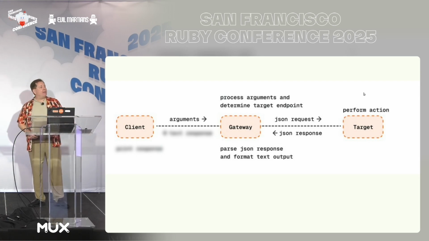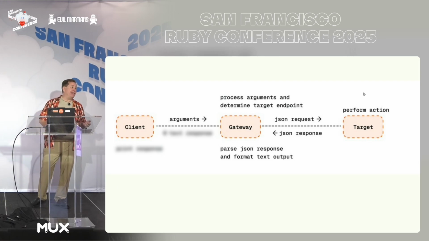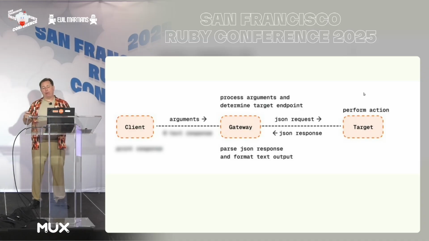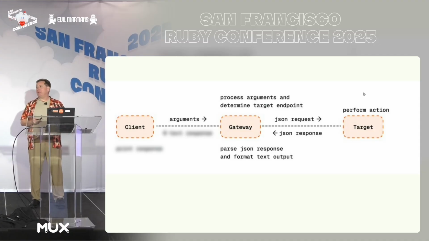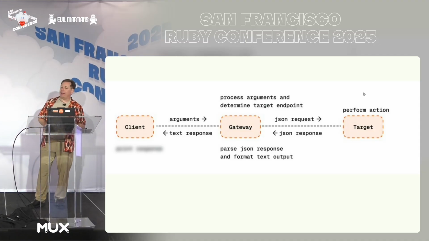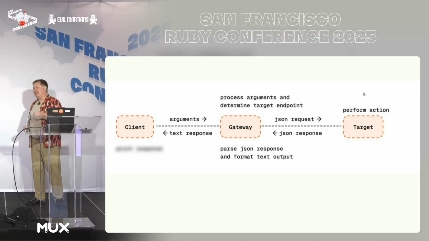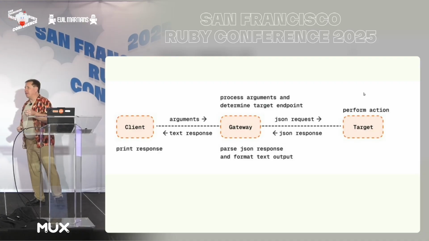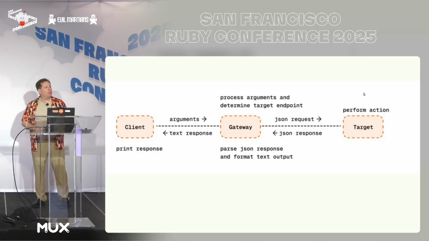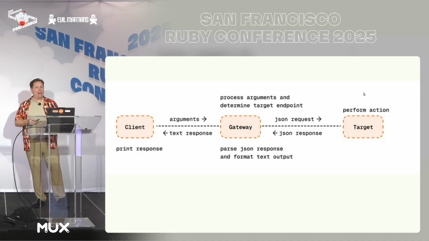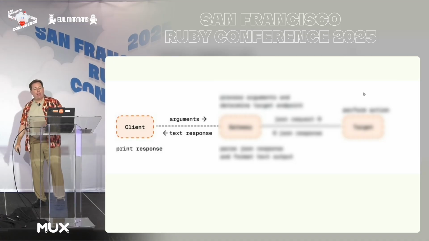Now, instead of the client parsing the JSON response and formatting it, the gateway endpoint parses the JSON response, and it formats it as a plain text response that's suitable for the client to print directly. The gateway then sends this plain text response to the client, and all the client needs to do is print that pre-formatted text to the standard output, or if the HTTP response status indicates an error, to the standard error.